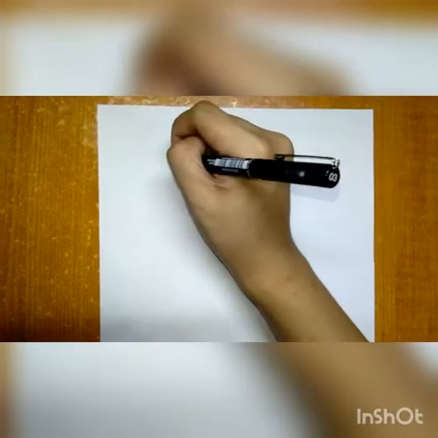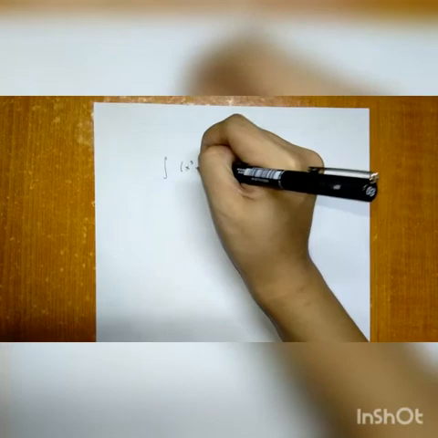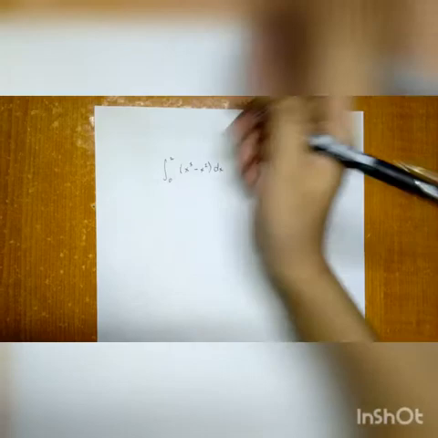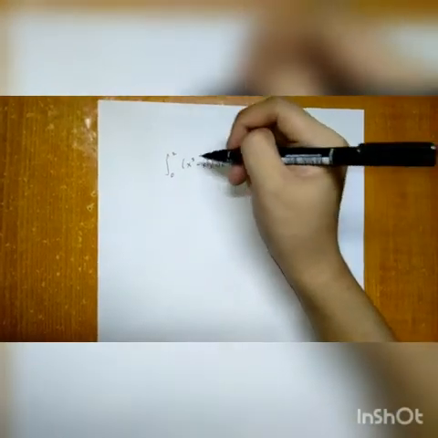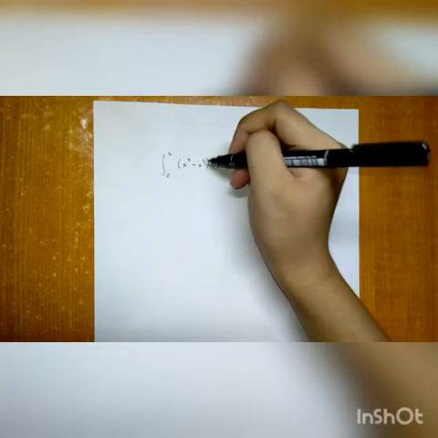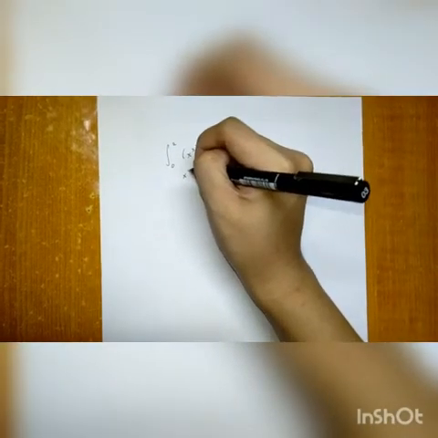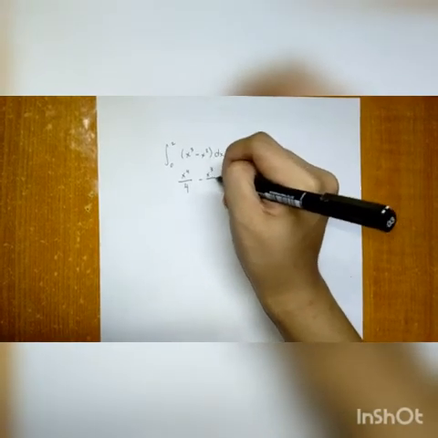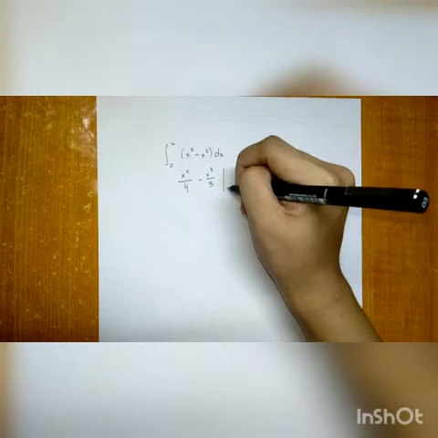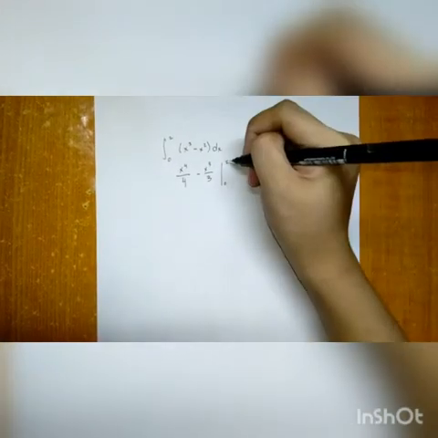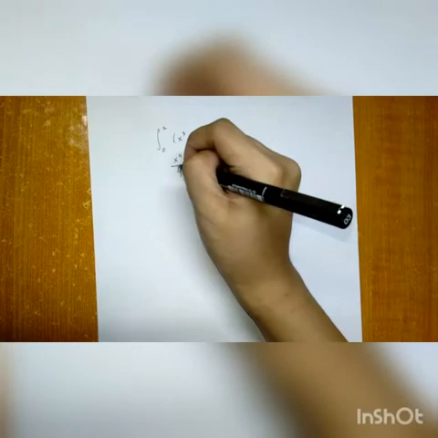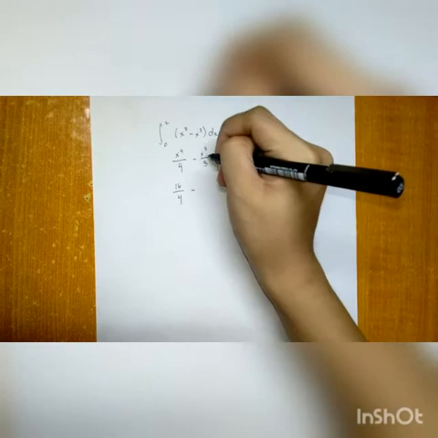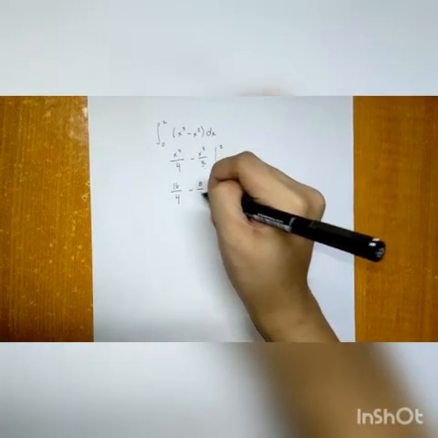Example number 1. The integral of x cubed minus x squared from 0 to 2. The first thing we need to do is to find the antiderivatives of x cubed and x squared. That will become x raised to 4 over 4 minus x raised to 3 over 3, evaluated from 0 to 2. Then, we substitute 2 to the x. 2 raised to 4 is 16 over 4 minus 2 raised to 3 is 8 over 3.